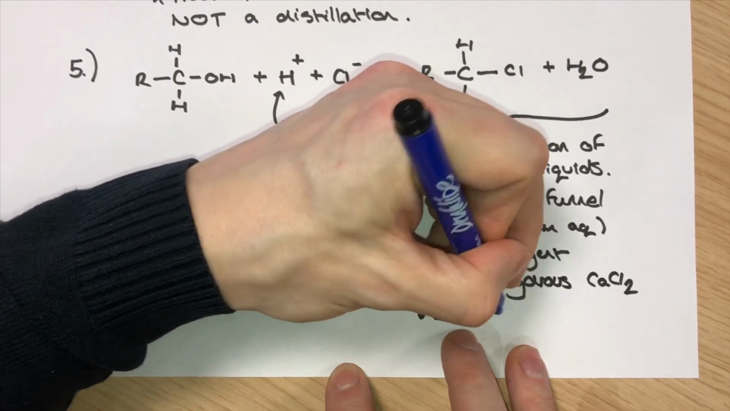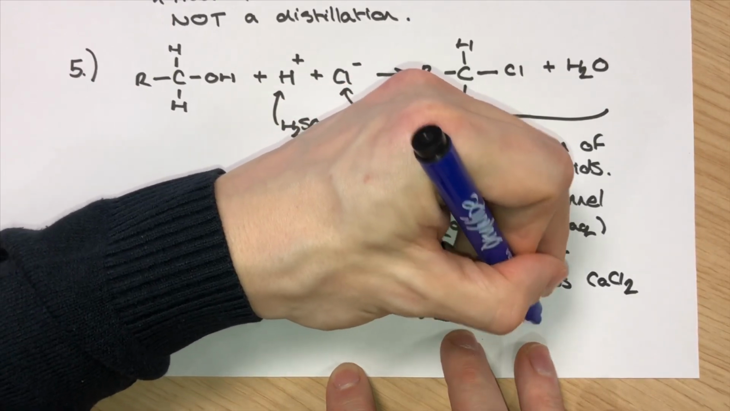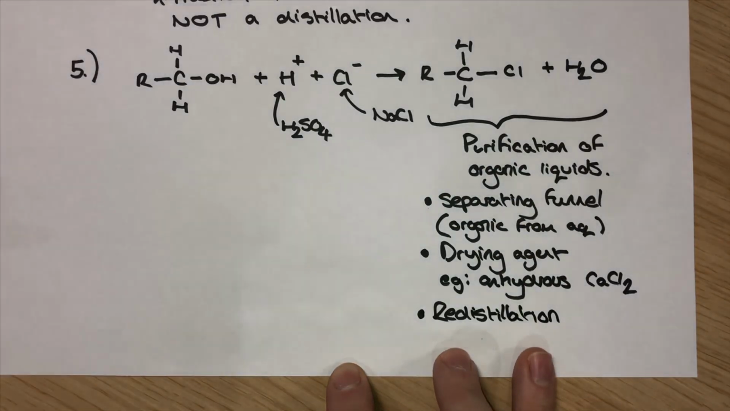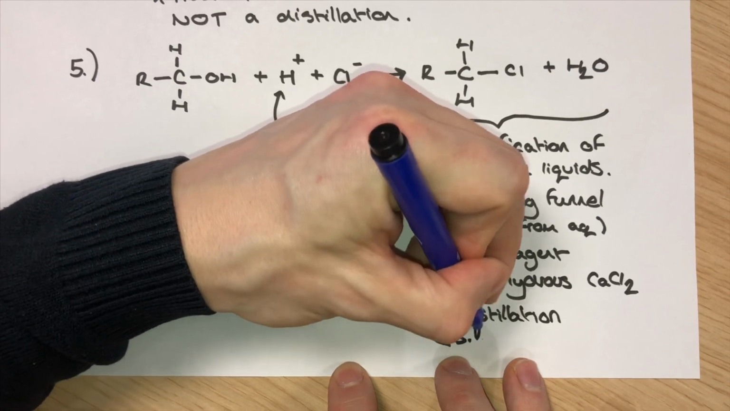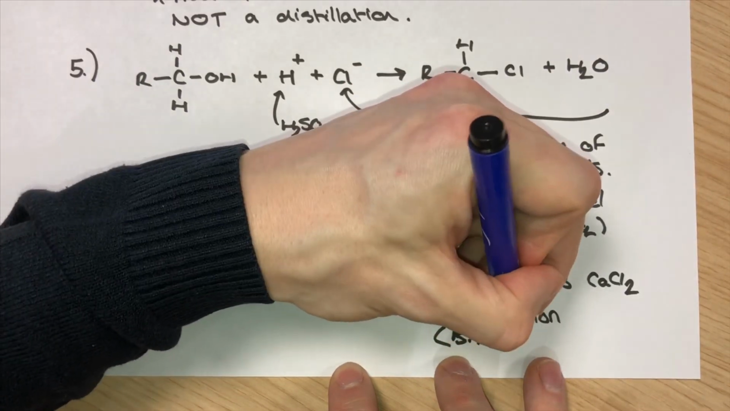mention that it's anhydrous. Finally, the third technique is a redistillation. This is often actually done at the boiling point of the target organic molecule. Read the exam question very carefully to see if they provide you with that information.